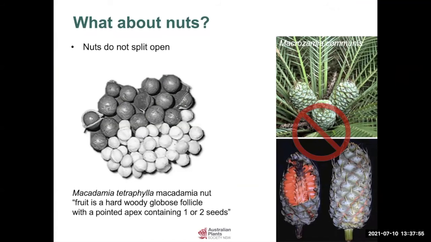So obviously the macadamia is a very well-known Australian plant that has a nut as its fruit. And I've just put there the actual sort of technical description of what it is. So it's a fruit, is a hard, woody globose follicle. This means it's round. It's got that hard shell, has a little bit of a point, and it does contain 1 or 2 seeds, but the actual seeds are tiny. They've just got a lot of that edible matter around them.